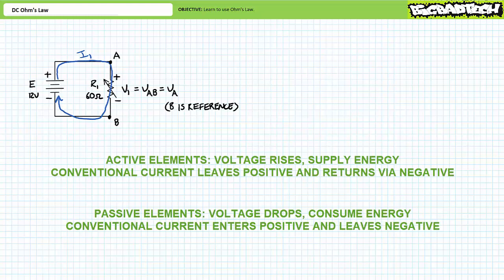Importantly, you will note that conventional current leaves an active source's positive terminal and enters its negative terminal. Conversely, conventional current enters a passive element's positive terminal and leaves its negative terminal. I say again, conventional current leaves an active element's positive terminal and enters its negative terminal, whereas conventional current enters a passive element's positive terminal and leaves its negative terminal.